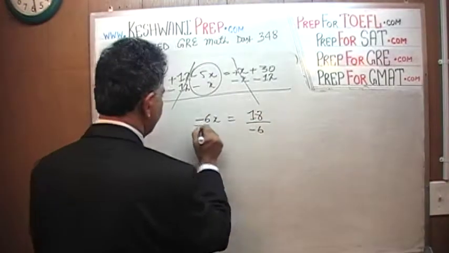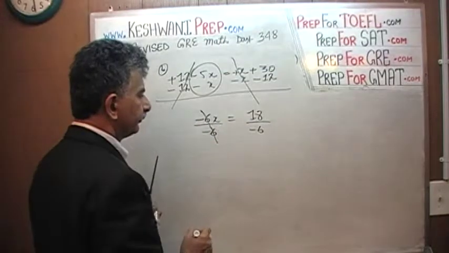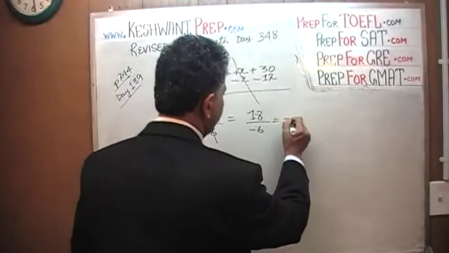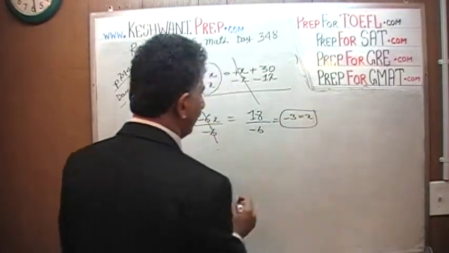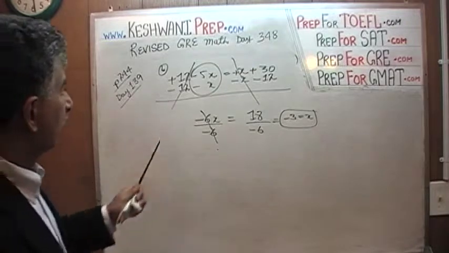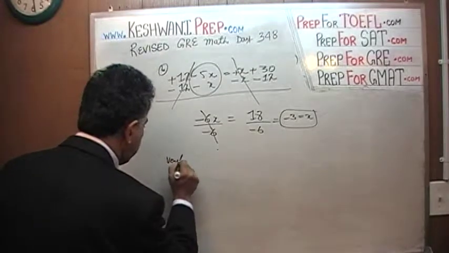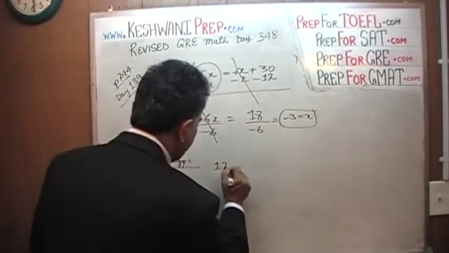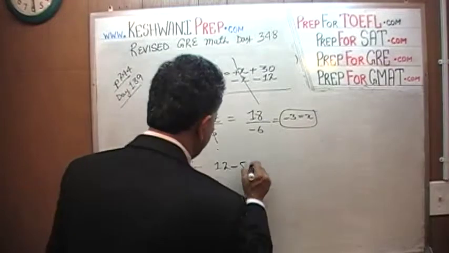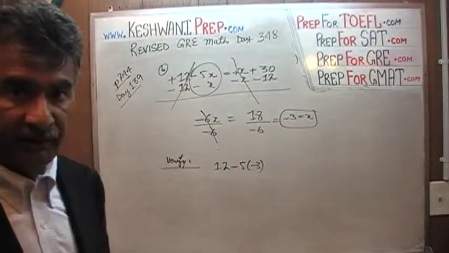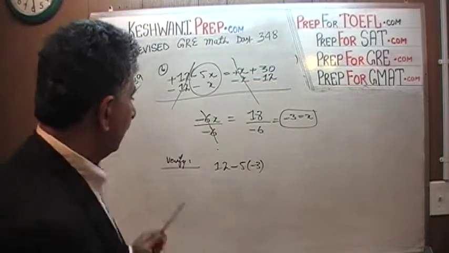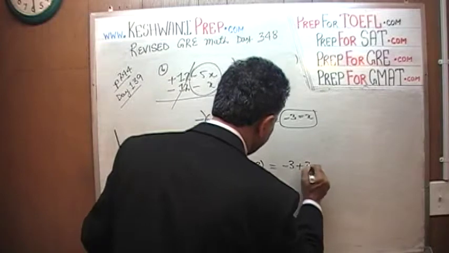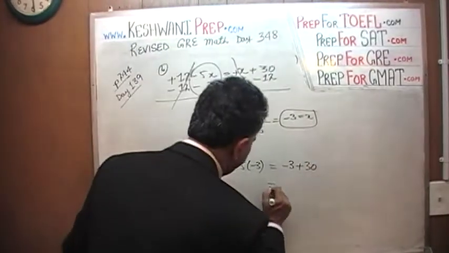Divide both sides by negative 6. And now x equals 18 divided by negative 6, which gives us negative 3. Again, we're going to quickly verify it by putting it in our original equation. Original equation says 12 minus 5x, x is negative 3. We are claiming that x is negative 3, so we have to show that it actually works. Has to equal x plus 30. Negative 3 plus 30 is 27.